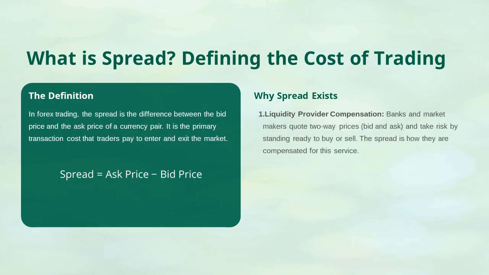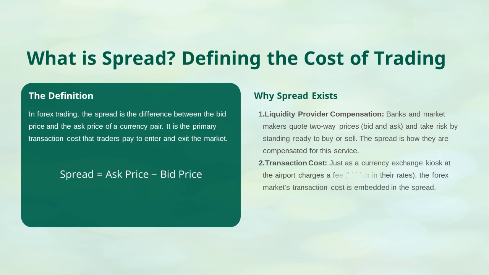First, liquidity provider compensation. Banks and market makers quote two-way prices, a bid and an ask, and they take on risk by standing ready to buy or sell at those prices. The spread is how they are compensated for providing the service. They're essentially acting as a counterparty to your trade.